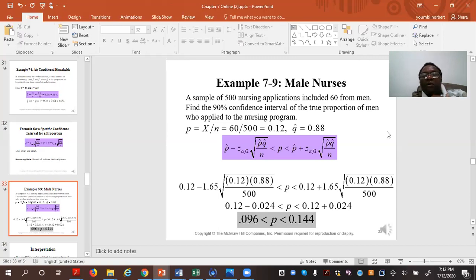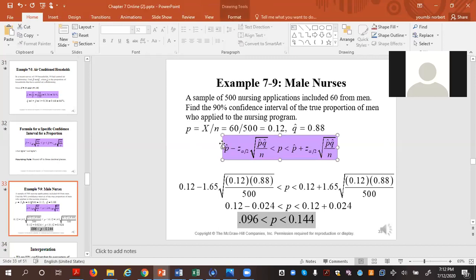Here, this P is P hat actually. So I will not correct it now to save time. So P hat is X over N, that's the sample proportion, which is 0.12. And Q hat is 0.88. Q hat is just 1 minus P hat.